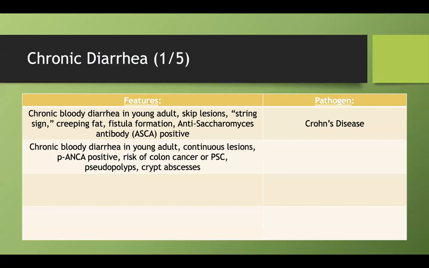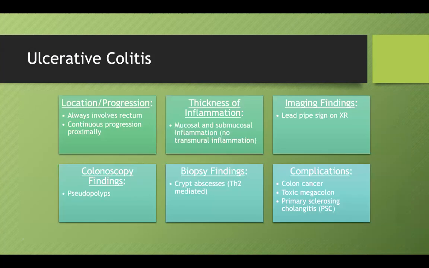So what happens if you find somebody with chronic bloody diarrhea in a young adult again, but this disease now is associated with continuous lesions, it's P-ANCA positive, you have a risk of colon cancer or primary sclerosing cholangitis, you can see pseudopolyps or crypt abscesses. So now we're describing UC, and here are some features specific to UC that you need to be aware of. Again, think about that lead pipe sign, all these complications. So know the difference between Crohn's and UC for sure.